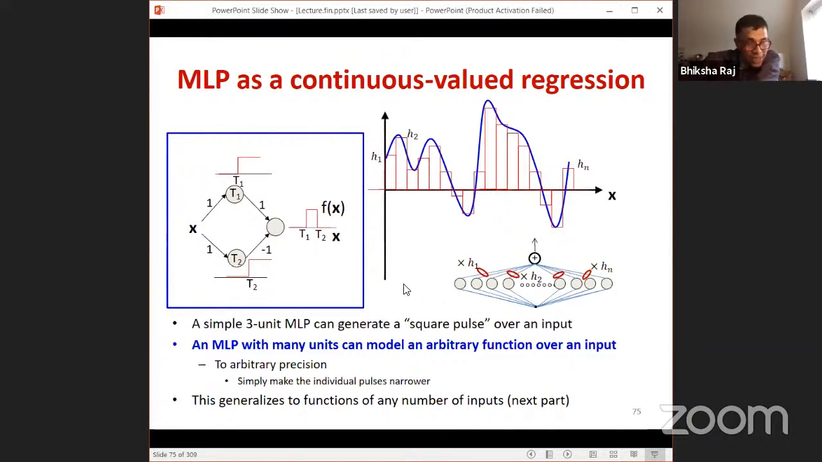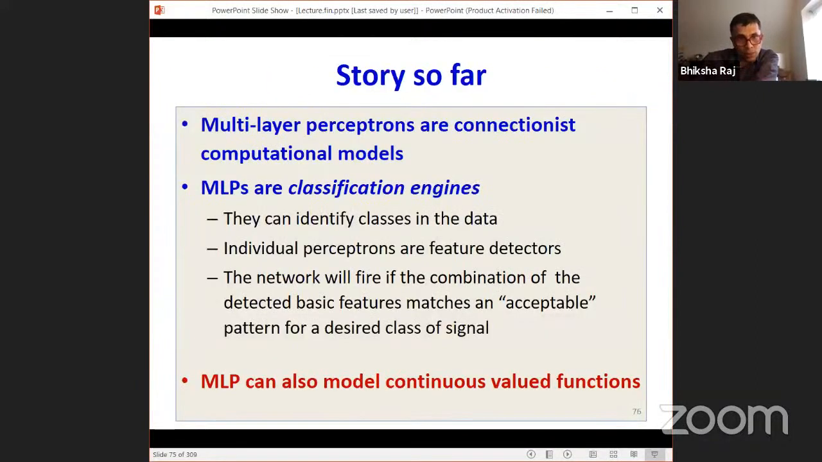I can make this approximation as precise as I want by making these individual steps narrower. I've shown this for a function of one input, but the same idea applies to a function of many inputs. Observe over here that we no longer guarantee that it can exactly model the function, but we can guarantee that it can approximate the function to any arbitrary precision that you want. And so MLPs can also model continuous valued functions.